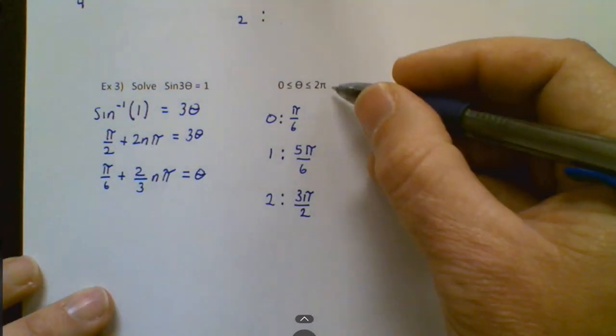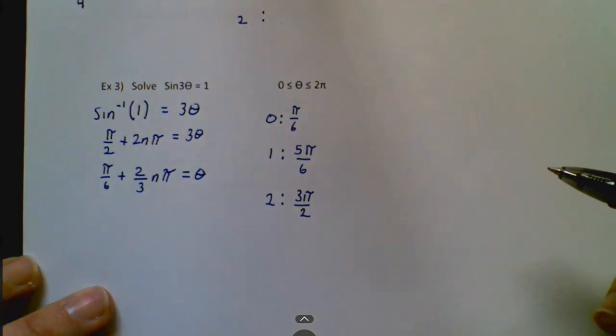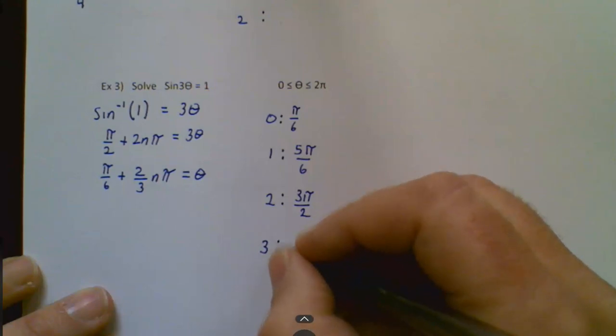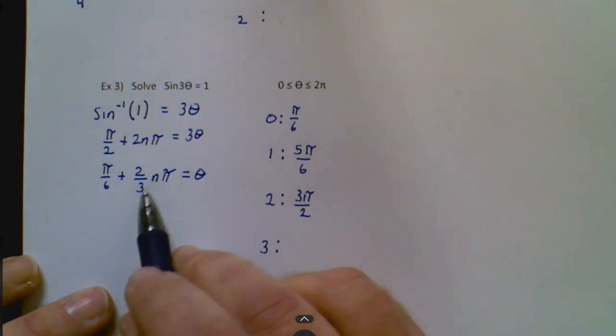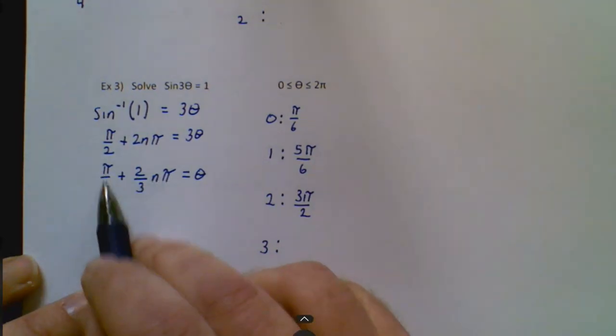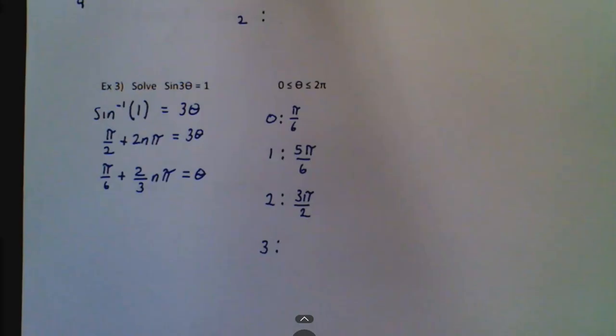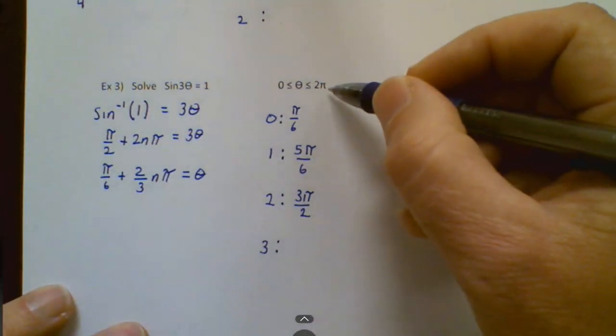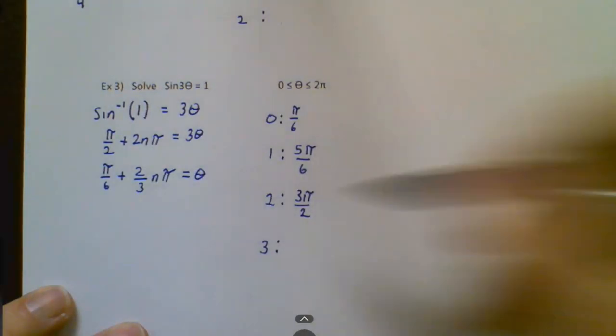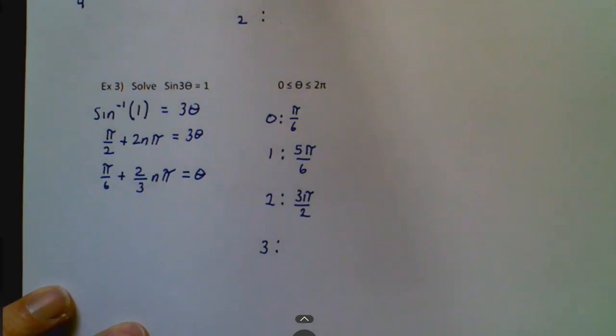And that's still within my domain, so I'm good. I get to keep all 3 of these so far. If I plug in a 3, those cancel. It would just be 2 pi. So 1/6 plus 2 pi is bigger than 2 pi. I can't keep it, so he's out. I'm done. So those would be my 3 solutions that I would keep.